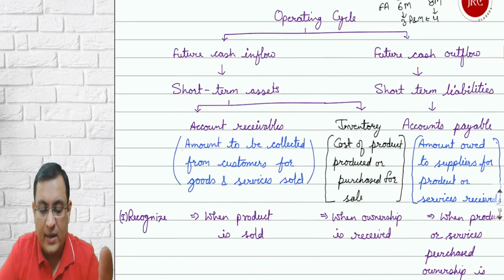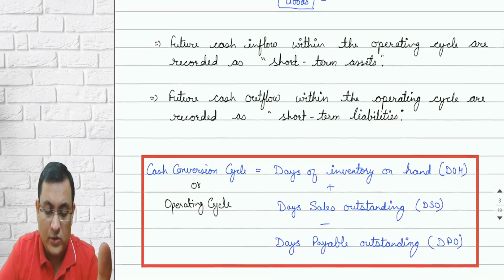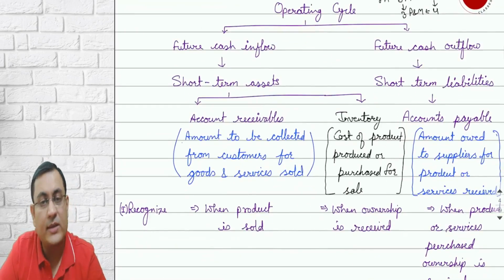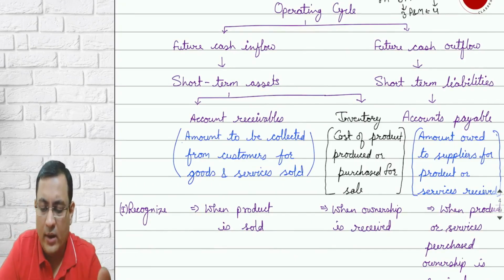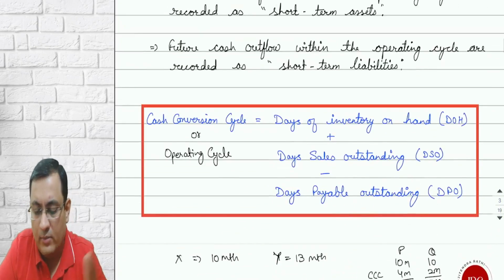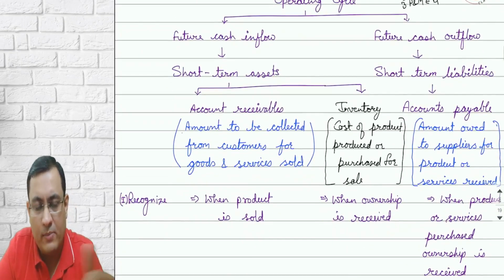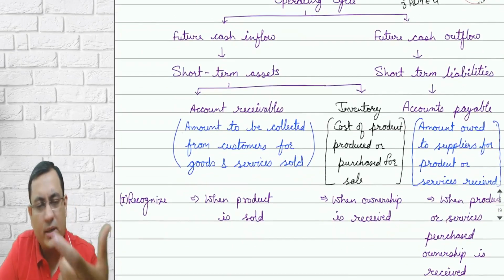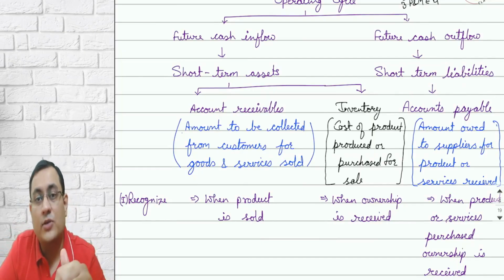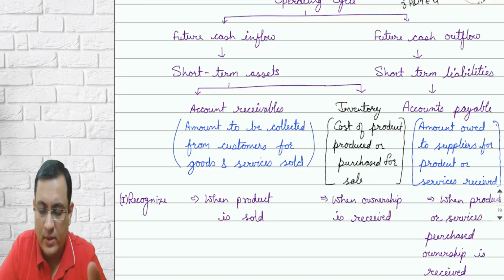So operating cycle means, first, future cash inflows within the operating cycle are recorded as short-term assets. What are these short-term assets? These are your receivables and your inventory. Future cash outflows within one operating cycle are recorded as short-term liabilities, generally your accounts payable. The bigger number is generally accounts payable. Accrued or outstanding expenses are generally a very small, negligible value.